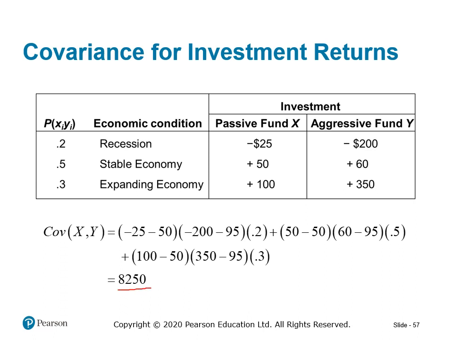I add up this, and I get 8,250, which means X and Y move together. In a recession, they both lose money. In a stable economy, they both make a little bit of money. And in an expanding economy, they make more money. Even though Y has more risk, it also has more reward.